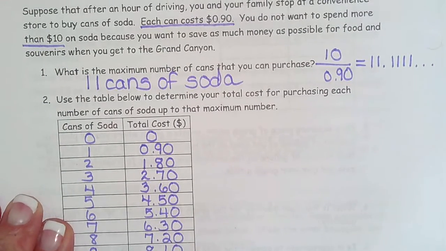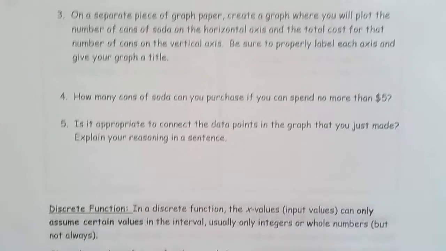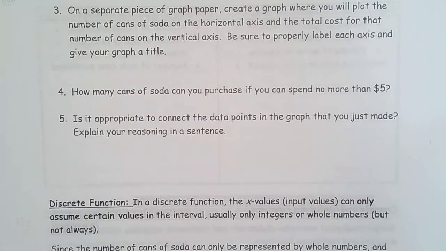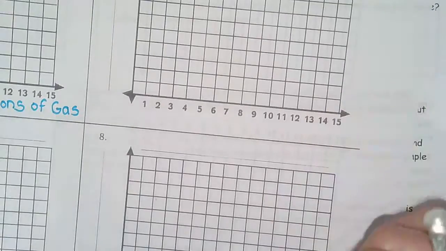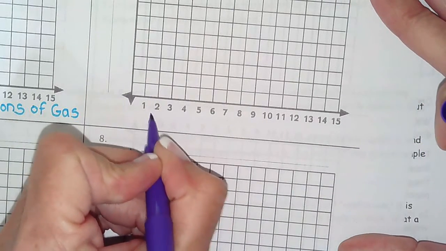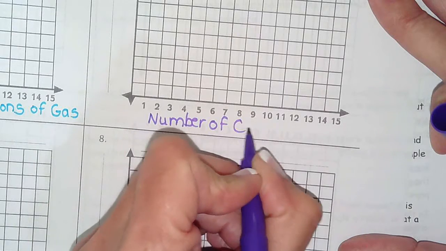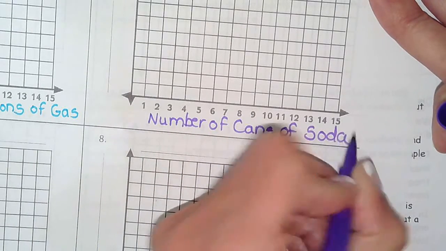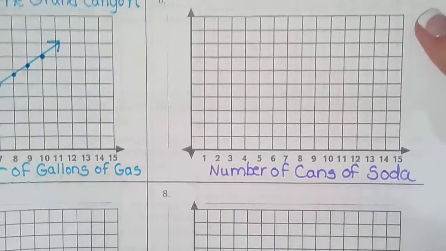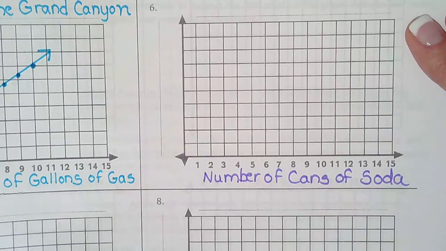Okay, let's see what they want us to do next. On a separate sheet of paper, they want us to graph. So we can take the graph below our last one. Plot the number of cans of soda on the horizontal axis. So this would be number of cans of soda. Okay, let's see what it says next. And the total cost for the number of cans on the vertical axis.